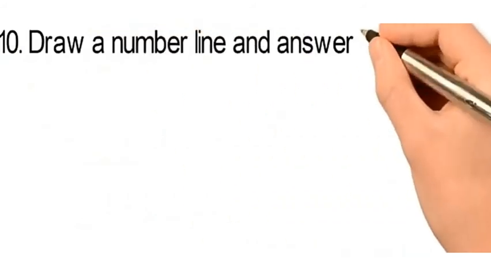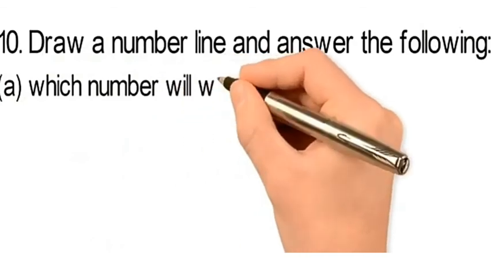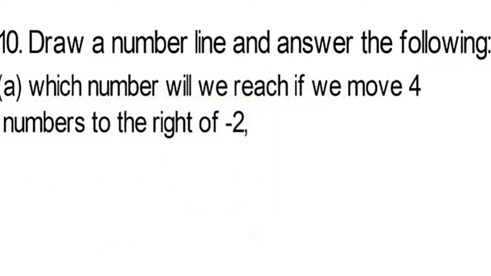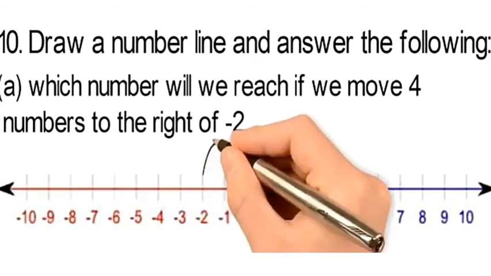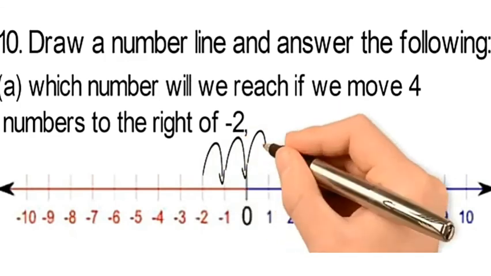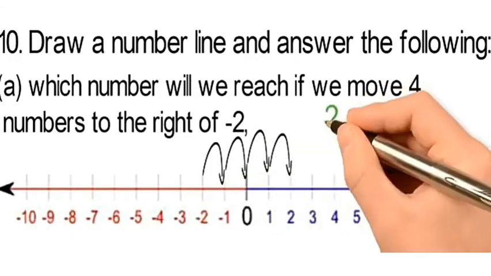Question number 10. Draw a number line and answer the following. Which number will we reach if we move 4 numbers to the right of -2? First, let's draw a number line. Now, from -2, if we move 4 steps to the right, where will we reach? Step 1, 2, 3 and 4. We will reach at 2.